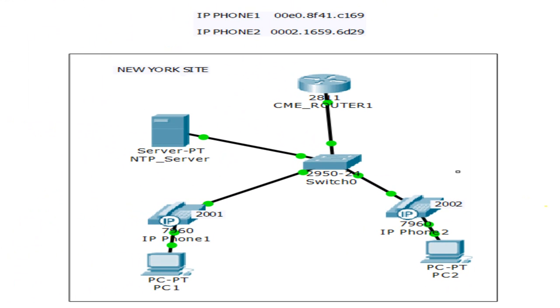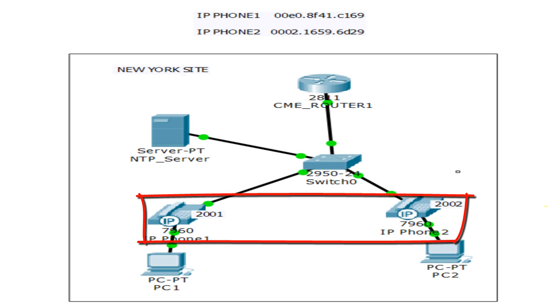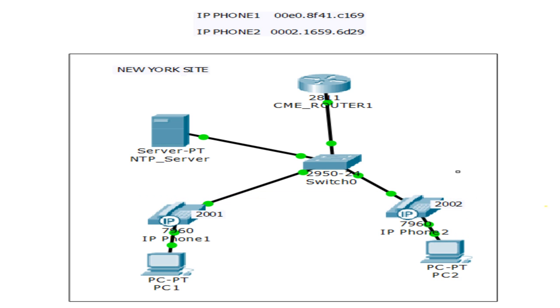As you see in this diagram, I have a 2811 router that acts as a CME, two IP phones, and two PCs that are connected to a 2950 switch. And that switch is connected to the router. For you guys that didn't watch the previous CCNA Voice video, I advise you to do it so you can catch up with this video.